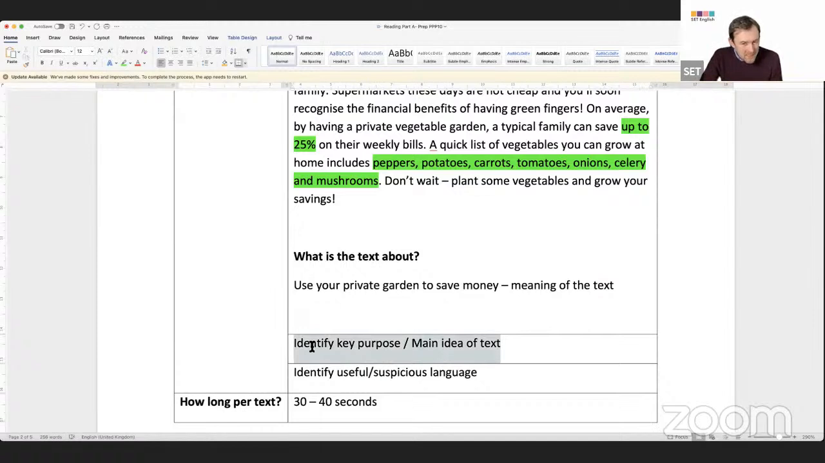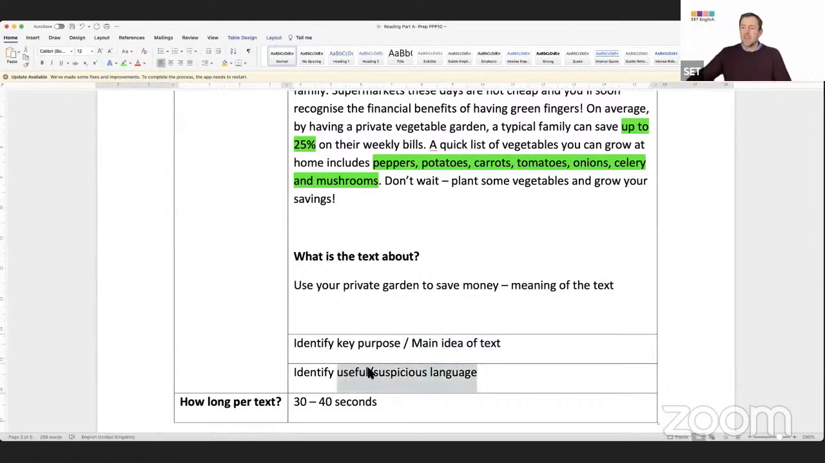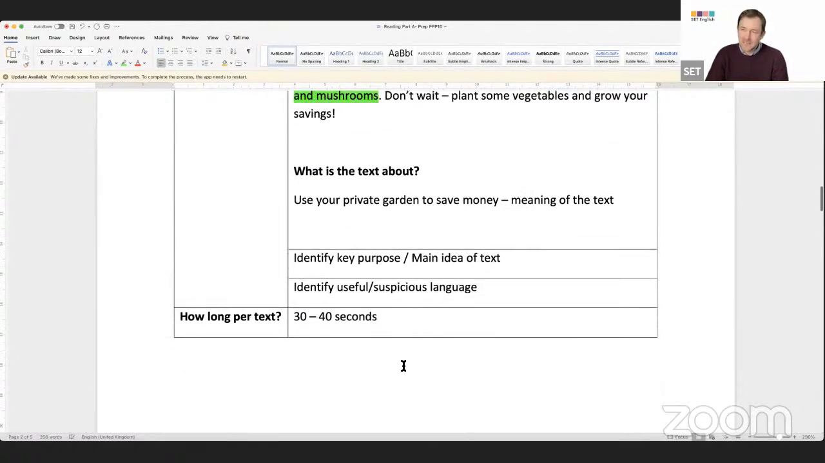Get the main idea of the text, purposes. Identify language that you think, like I'm saying, suspicious language that you think might be in the questions later, and try and do it as quickly as possible. I'm a great believer in doing things slowly first and then fast later. So don't worry if you're not fast at the beginning, get better. Okay, get faster.